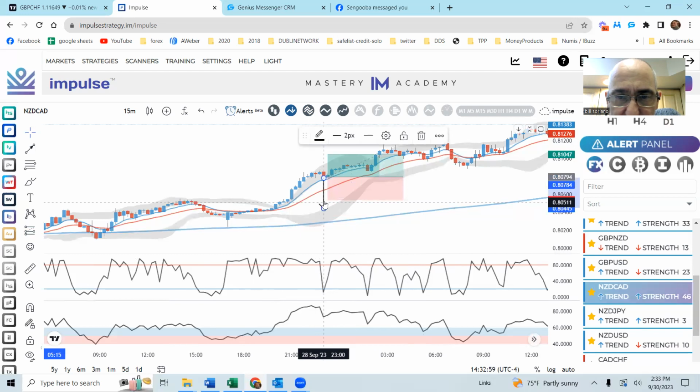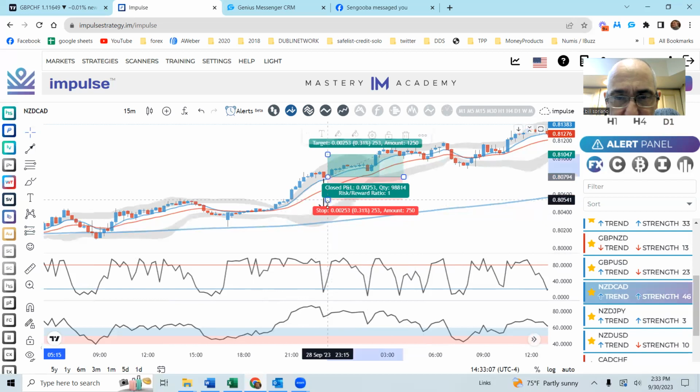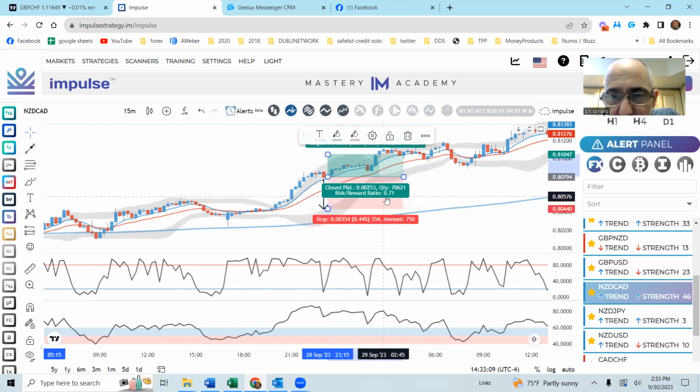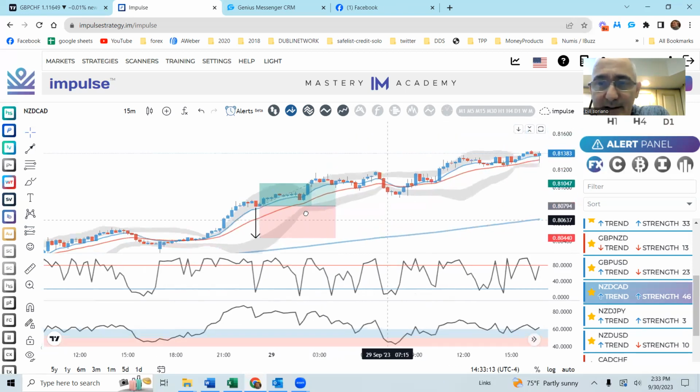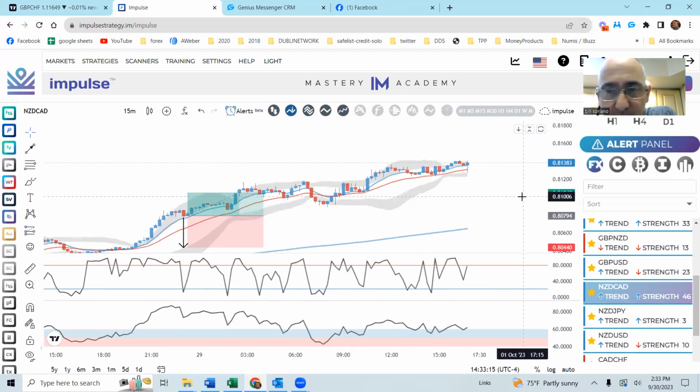And that's going to tell us where to put our stop loss. Okay, so a little bit further down, right about there. So we're going to move our stop loss down. So we're basically risking about 35 pips to get 70 pips on this pair.